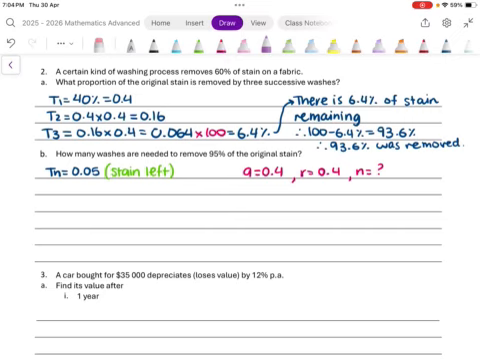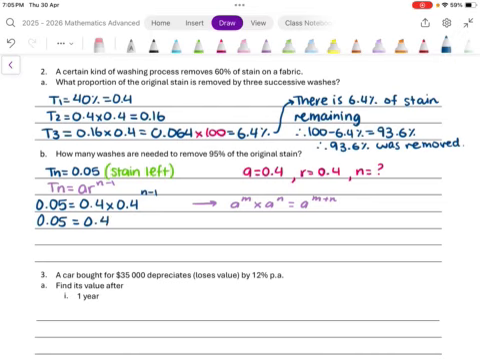So we want to use our Tn formula, which is AR to the power of n minus 1, where Tn is our 0.05, which was our 5%. Our A is our 0.4 times our R of 0.4 to the power of n minus 1. Now, again, we want to use that index law, A to the power of m times A to the power of n equals A to the power of m plus n, to get our 0.05 is equal to 0.4, because we have 1 plus n minus 1, to the power of n.